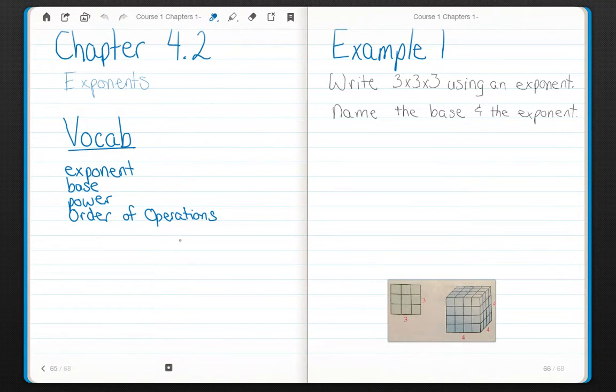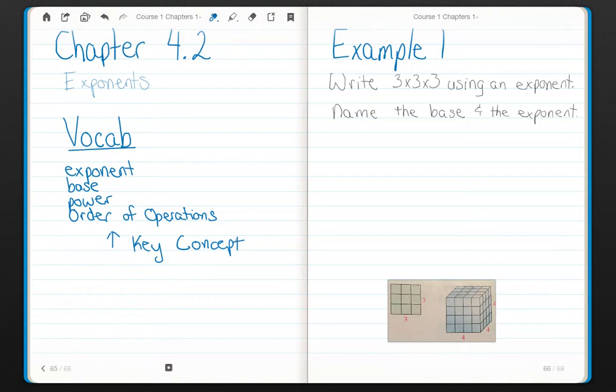Chapter 4.2, Exponents. So today we're going to be talking about exponents, what they are, and how they work. Your vocab for today is exponent, base, power, and order of operations. All of these can be found on pages 162 and 163. Okay? The order of operations, you are actually going to be copying down or looking at the key concept box on page 163. When you're done with that, come back and we will go over example number 1.